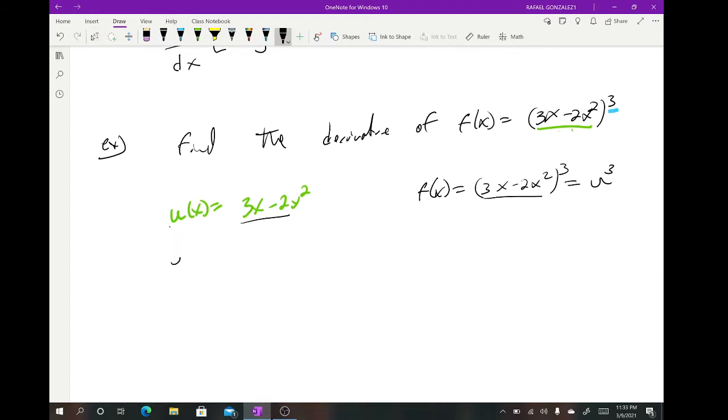Okay, so what is the derivative of u? What is u prime of x? The derivative of u is equal to 3, because the derivative of 3x is just 3, minus 2 times 2 is 4, and then 2 minus 1 is 1, so minus 4x. The derivative of f is going to be equal to 3u squared.